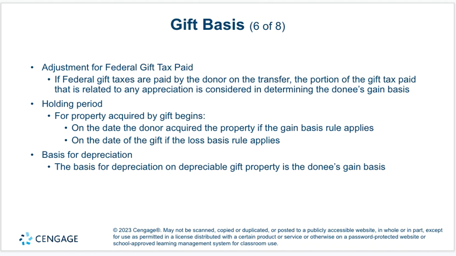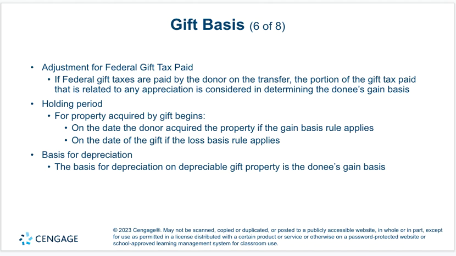The adjustment for the federal gift tax. If federal gift tax was paid by the donor on the transfer, the portion of the gift tax paid related to any appreciation is considered in determining the donee's gain basis.